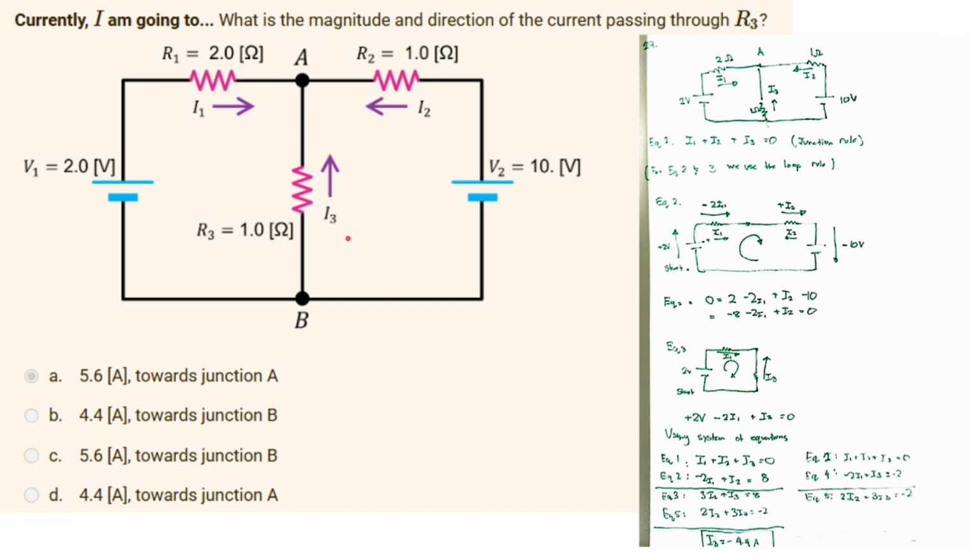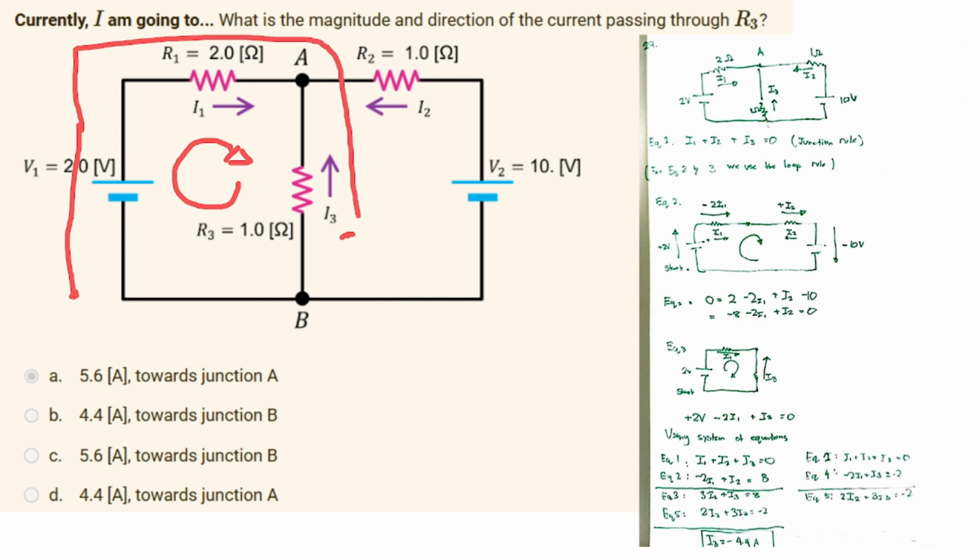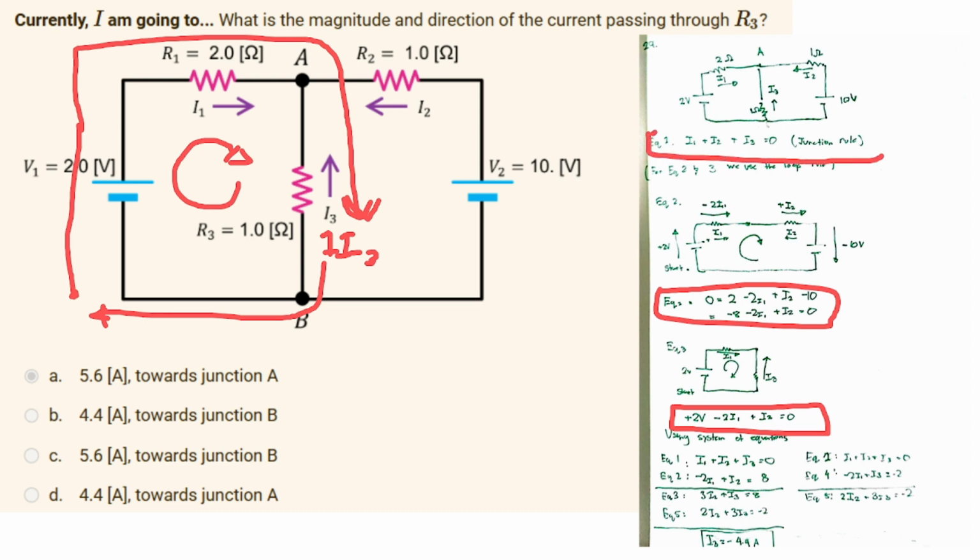For equation 3, we do the same thing, but we use a smaller loop. For this example, I use this loop, and it's exactly the same thing. We start here, up positive 2, minus 2I1, plus I3 times 1, because it's the opposite direction. Remember, opposite directions take a positive voltage, and it goes back. We do the exact same thing to get equation 3, then with equations 2 and 1, we can use the system of equations to find I3.